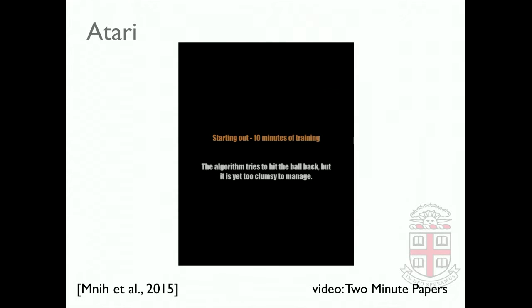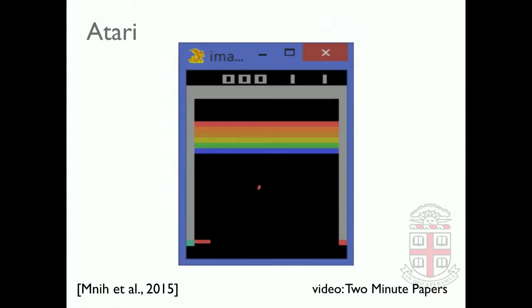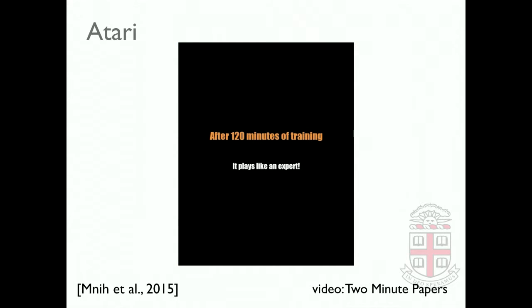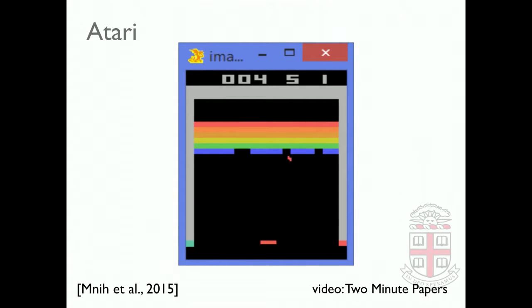So this is Breakout, I think, which is an old Atari game. Right, there we go. This is after 10 minutes of training, where you can see that occasionally it loses. There are some unfortunate things in the beginning. But after 120 minutes of training, we're exceeding expert level at Breakout. That is directly from pixels. Yes?